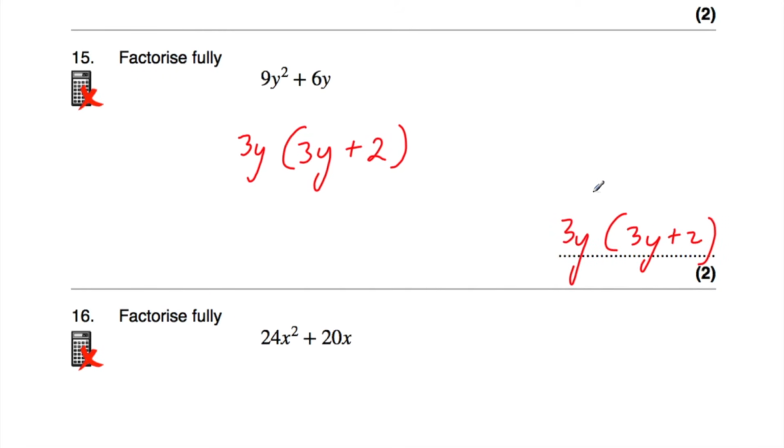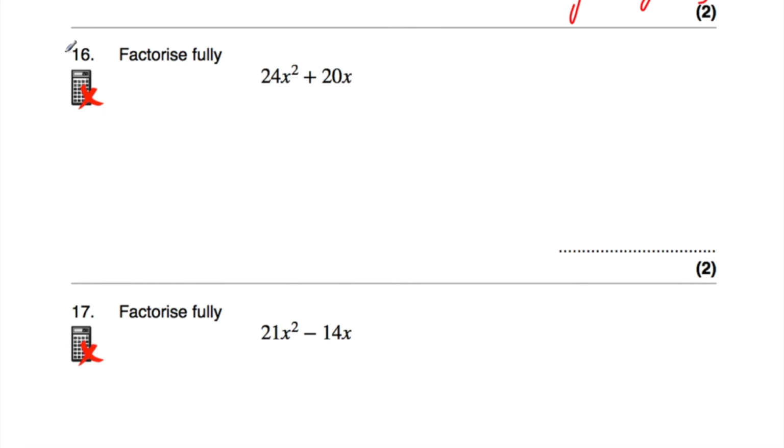And let's just check our answer. 3y times 3y is 9y squared, and 3y times 2 would be 6y, and we've got our plus sign in the middle. Okay, let's have a look at our next question. Okay, let's have a look at question number 16.